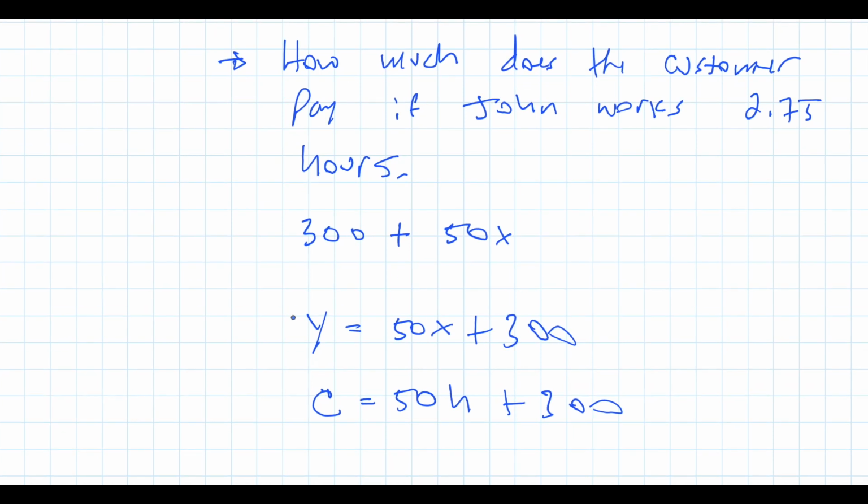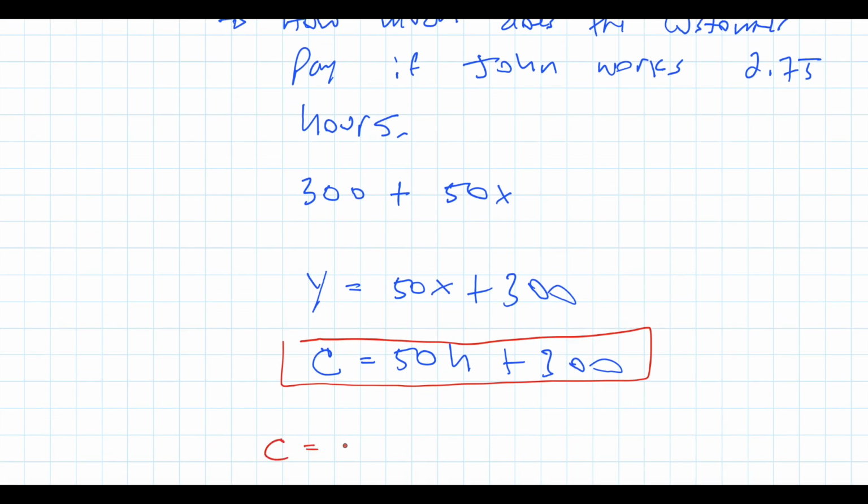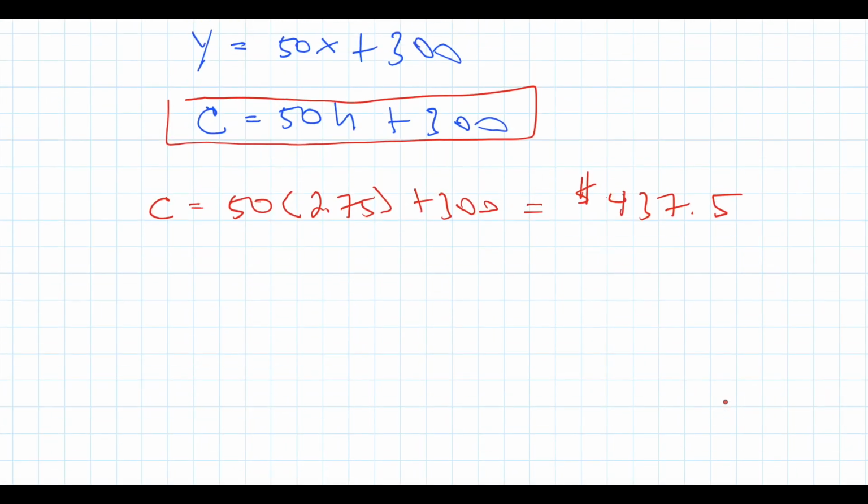All right. So now that we know that, how do we solve this problem? You should put 50 times 2.75 plus 300. That's right. All right, so what does that work out to be? $437.5. Okay.